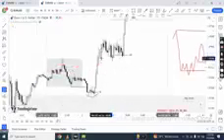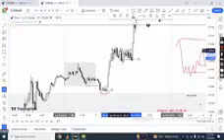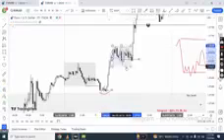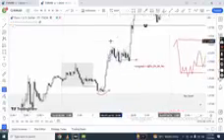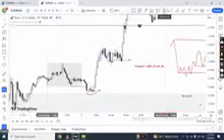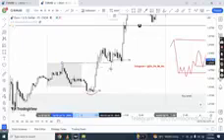And right here you can see that we're just about to take this opposing CRT range, but before that we form this ranging profile. We don't know whether we're going to have a manipulation profile first or an expansion profile right away, so for that we're going to use the logic of key levels and market profiles again.